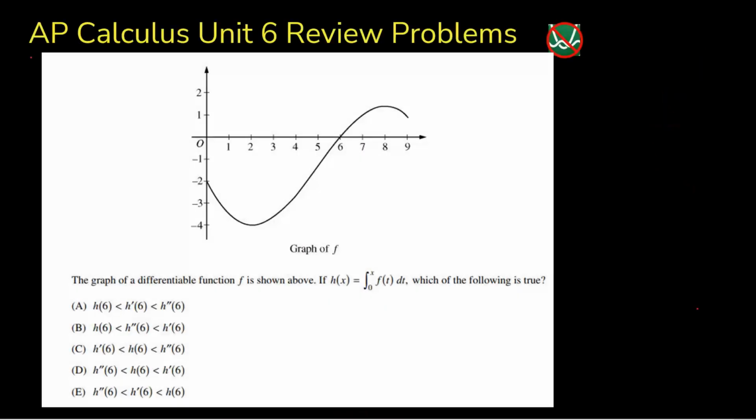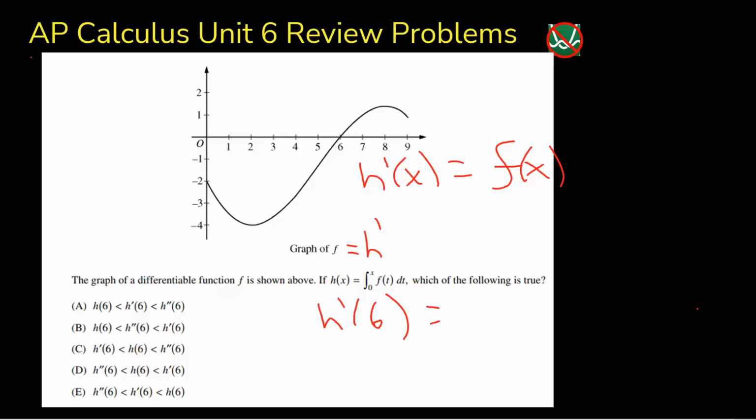So here we have the graph of a differentiable function f. H is equal to the integral from 0 to x of f of t dt, which of the following is true. So we have a function defined as an integral. One of the things that's important to note is that h prime is going to be f of x. So this graph is the graph of f, or h prime. So we know h prime of 6 is equal to f of 6, which is just going to be 0.